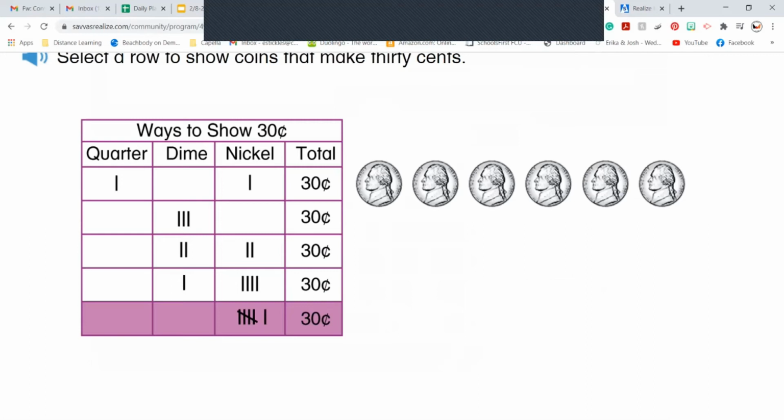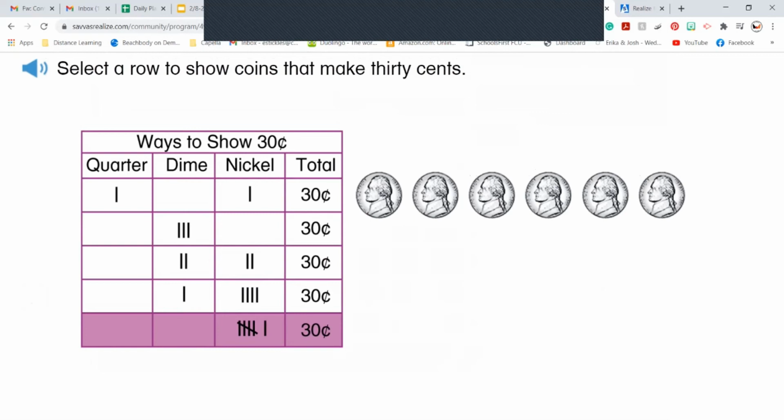Now notice, friends, they're using tally marks on their chart here. So that's why they have lines to help them keep track of what number of coins they're using for each coin. So if you look at the nickels on the bottom, it says 5 and one more, so that's 6 nickels.